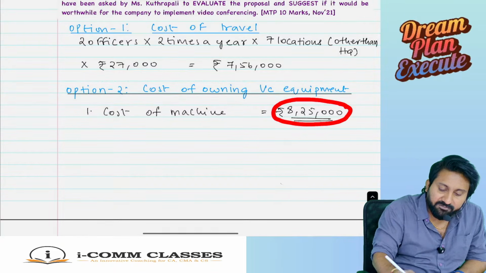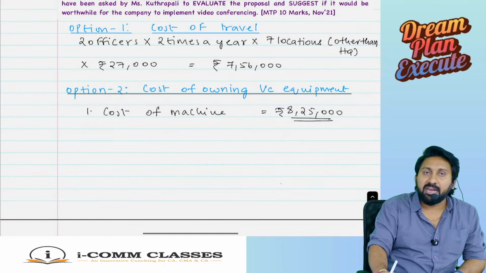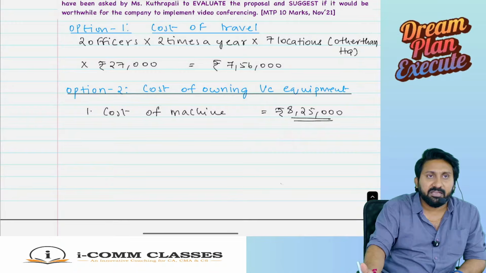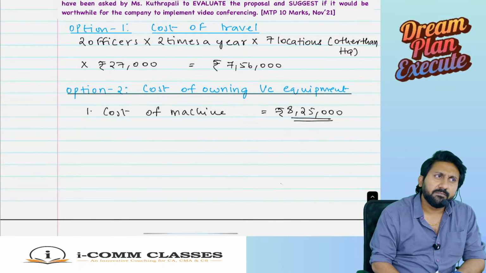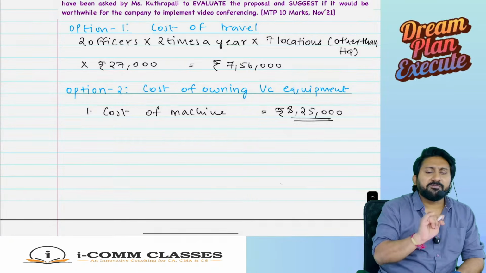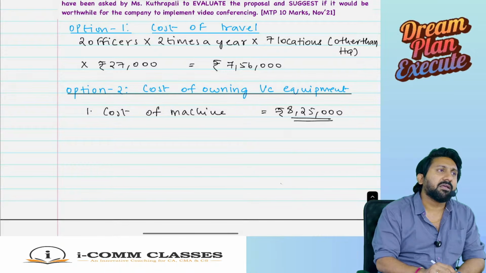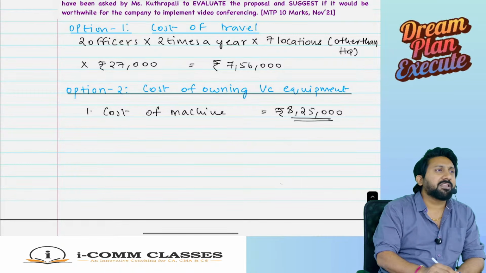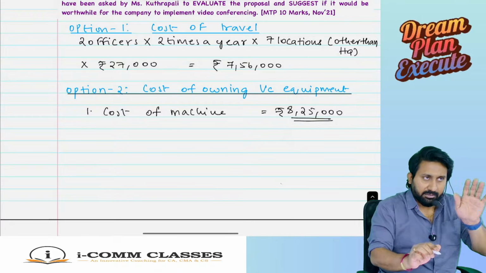8,25,000 is the cost of machine given for computation of depreciation only. Again, I am repeating, see the screen. If you see my face, nothing will come. See there. What is 8,25,000? Revenue expenditure, capital expenditure. Video conferencing cost, travel cost, internet charges, these are all revenue or capital. How can you compare revenue with the capital expenditure? You cannot. Therefore, listen to me.